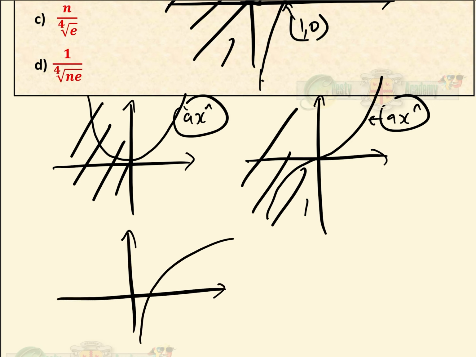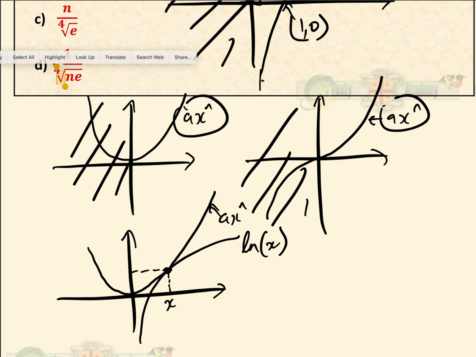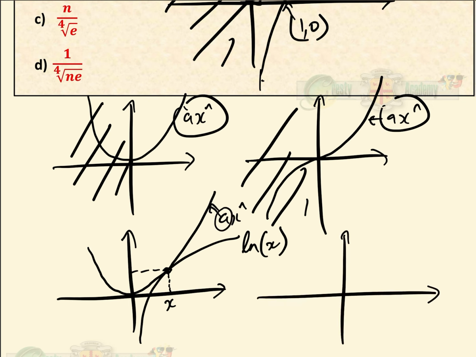So if we have log x here, and let's see if I can draw this right there, that's ax to the n. Here, at this point, not only is the gradient of log x the same as the gradient of ax to the n, but the y value is also the same, and therefore we have only one real solution. We need to find out what value of a causes that one real solution, because for other values of a, if a is high it will go like that and there'll be no real solutions, and if a is low it will go like this and there will be two real solutions.